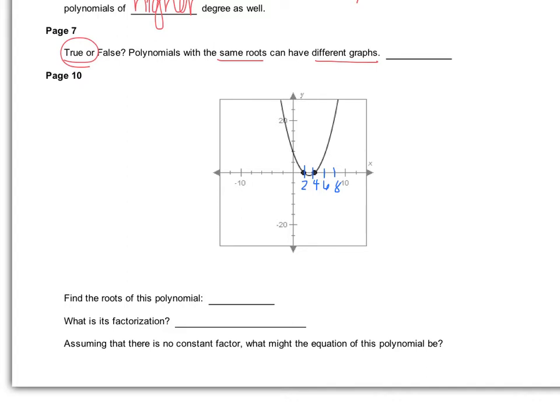So the question said find the roots of this polynomial. Well, the roots are where it crosses the x-axis, so this point and this point. The roots are +2 and +4. So this means that our factors are going to be x minus 2 and x minus 4. That's our factorization. We're done. We figured it out.